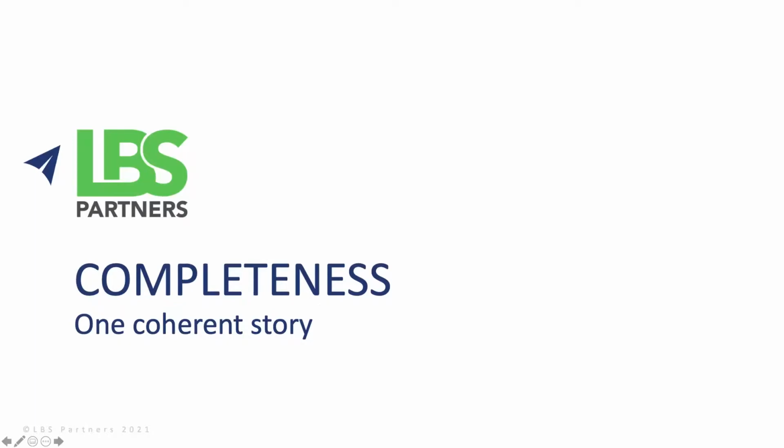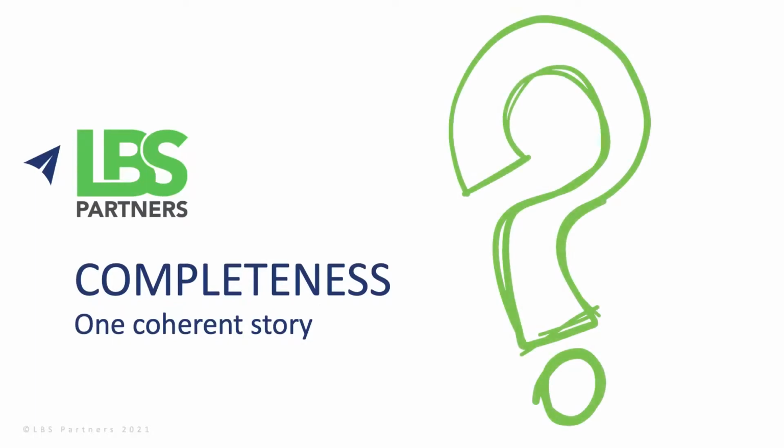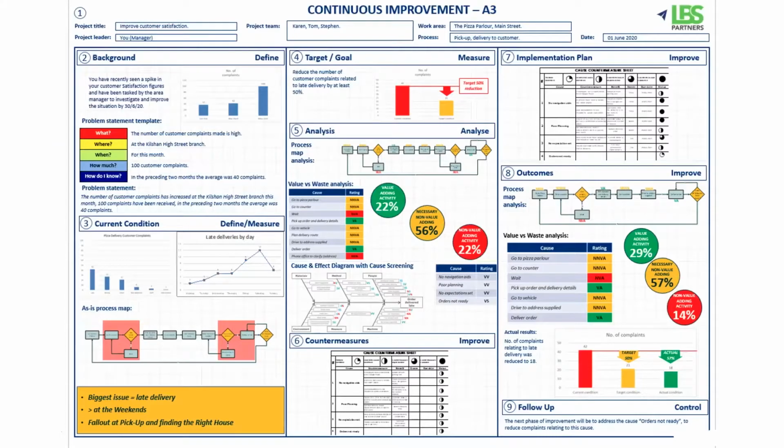One of the first attributes we're looking for is completeness. What is this? One coherent story. How do we see this and what does it look like? Well, if we have an A tree, we're looking for a title to introduce us to the topic, to introduce us to the people involved.